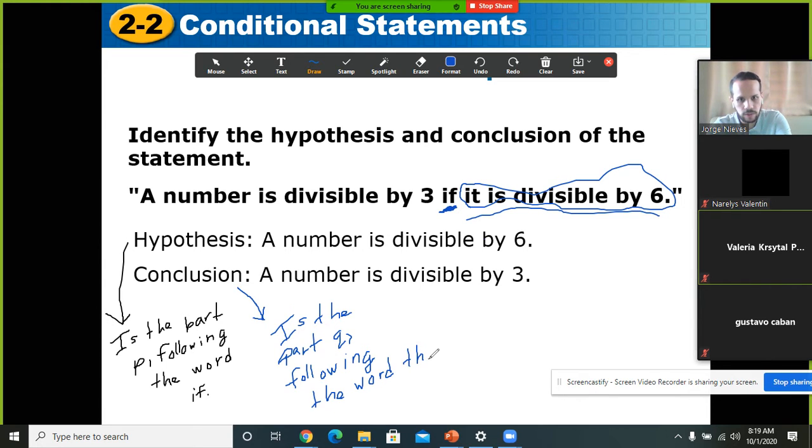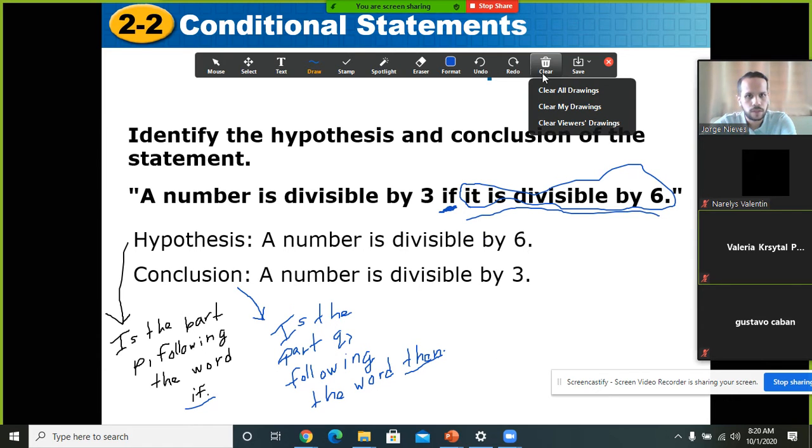¿Entendimos, mi gente? So we got to look for these two words, if and then. Okay? Any questions about this? Estamos. So that's how you identify a hypothesis and a conclusion. If you see the word if, you automatically say that's the hypothesis. If you see the word then, well, that's the conclusion. Okay? Estamos, mi gente. Okay.